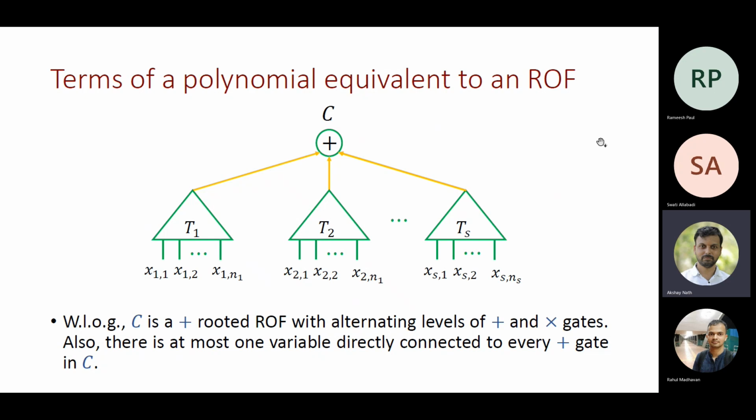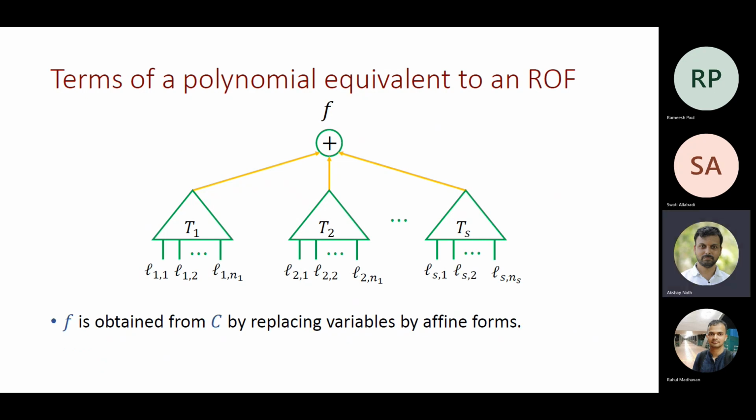So here's what an ROF looks like. We can assume without loss of generality that it has a plus gate at the top and alternating levels of plus and product gates. Also, we can assume that there is at most one variable directly connected to every plus gate in C. So you don't have any plus gate with two or more variables directly connected to it. And F, which is equivalent to C, is just obtained by replacing the variables by affine forms.